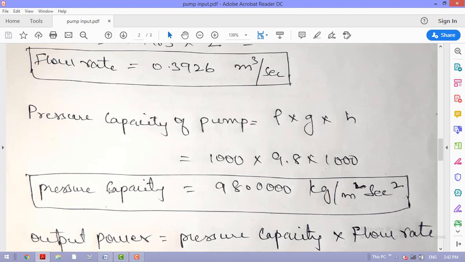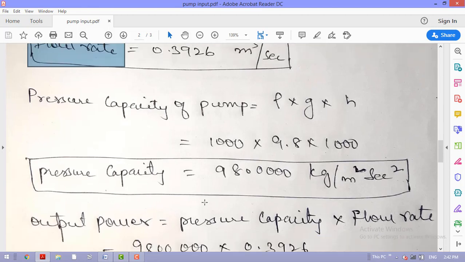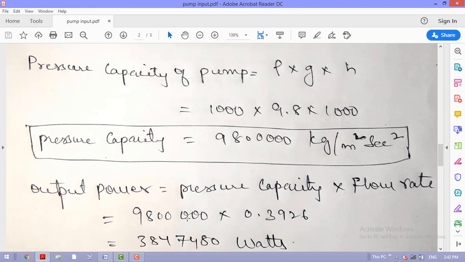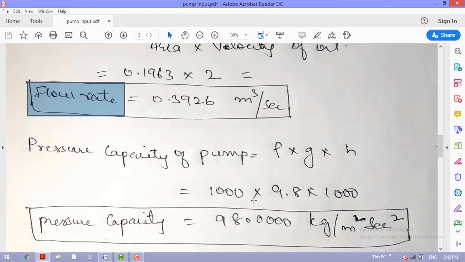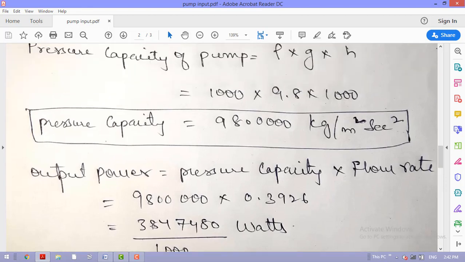So now I have a pressure capacity of a pump, and I also have a flow rate. So by substituting these two values in the below formula, you can see output power is equal to pressure capacity into flow rate. You can calculate the output power required for the pressure. So I'm just substituting the value what I've calculated above. So 9.8 into 10 power 6, which is nothing but the pressure capacity of a pump, into flow rate, which is nothing but 0.3926 meter cube per second. So after simplifying this, I got the answer as 3847480 watts.